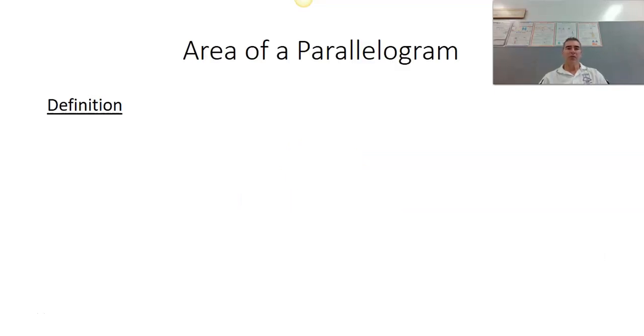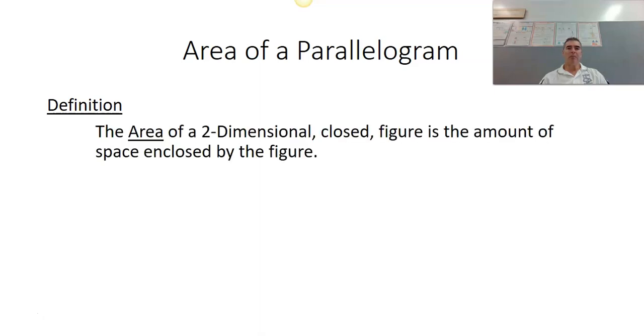Today we're going to focus on finding the area of a parallelogram. So let's just have a quick review of what area is. The area of a two-dimensional closed figure is the amount of space enclosed by the figure. So we're looking at this shaded area inside here.